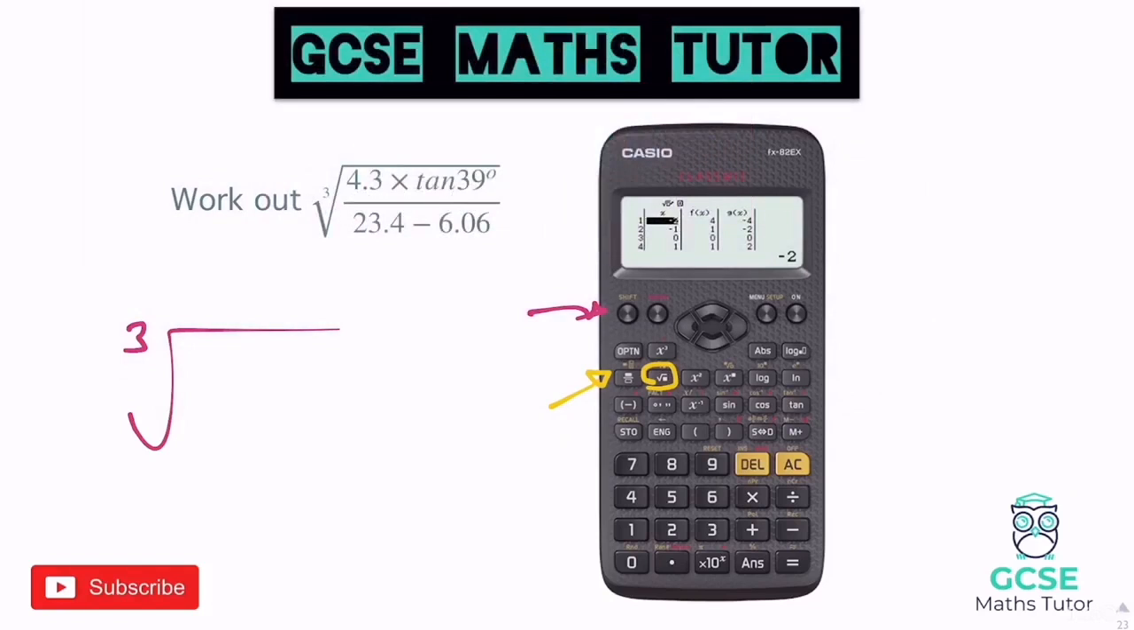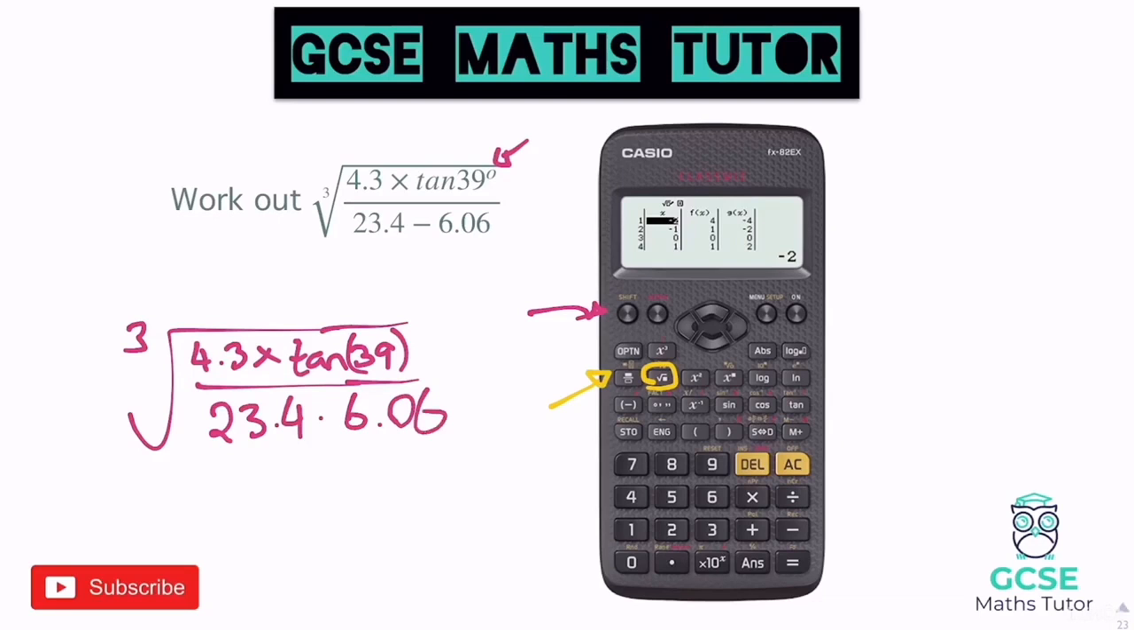So on the top of that fraction, we're going to type in 4.3 multiplied by, press your tan button, and then press 39, and normally this will go in a bracket, so remember to close the bracket off there. But you don't put this little degrees symbol in, you just put 39, the calculator knows that you're talking about degrees. So let's get that up on my calculator. We've got 4.3 multiplied by tan, the bracket opens for me, 39, close the bracket, press your down button on the calculator to go into the bottom of the fraction, and type this sum in here: 23.4 take away 6.06. So 23.4 take away 6.06, and make sure at this point you write all the numbers down.